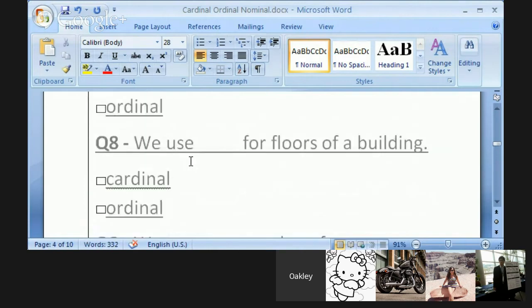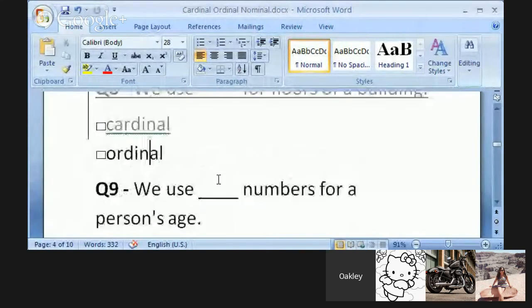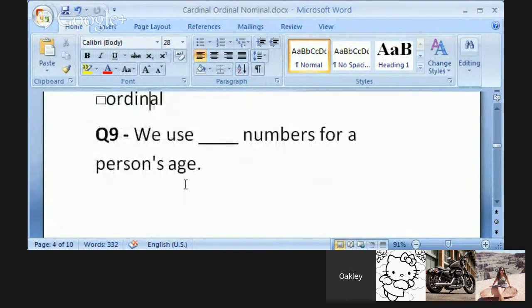Sorry about that. Okay, Heidi, what numbers do we use for floors of a building? Ordinal. Ordinal, most certainly. We use ordinal numbers. First floor, second floor, third floor. Usually I say 33rd floor. I used to work on the 33rd floor. My house is on the 33rd floor. Is it? Oh, coincidence.